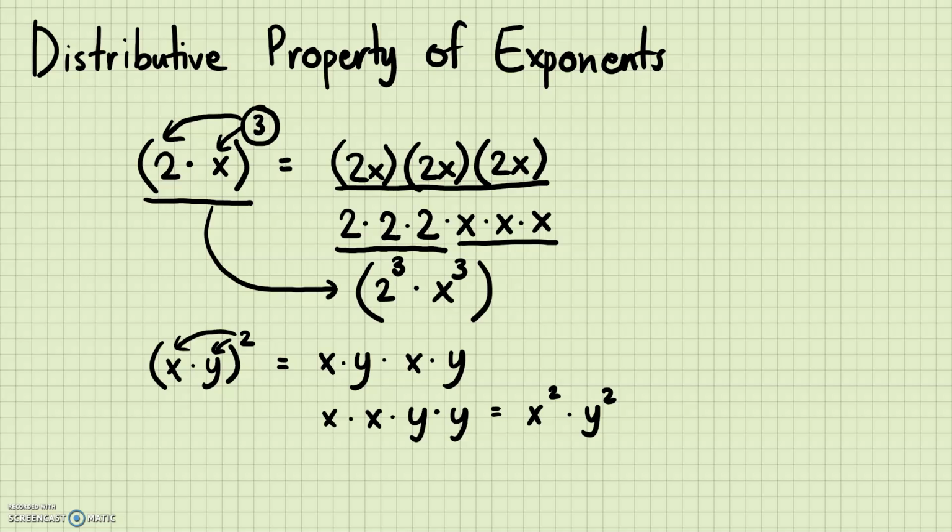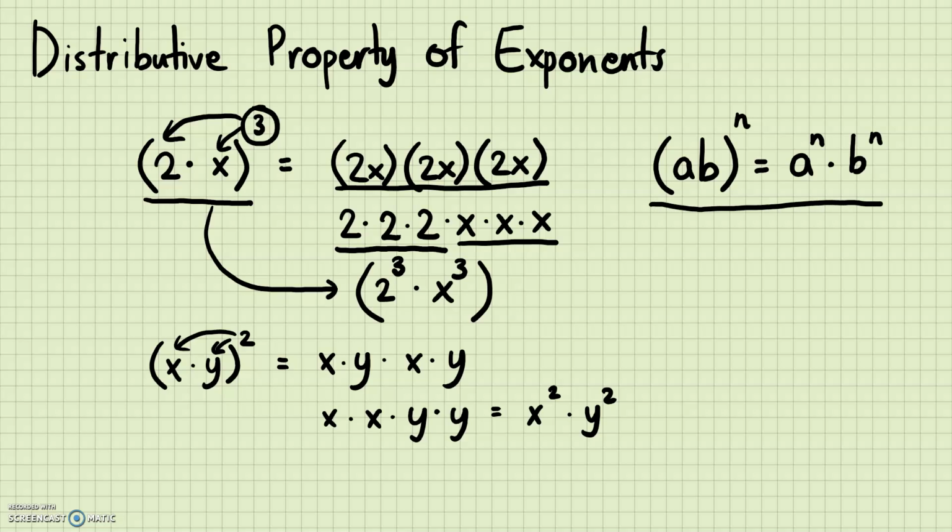So this leads to a general rule. If we have a times b, and that is being raised to some power, let's call it n, that is going to equal a to the power of n times b to the power of n. So this is called the distributive property of exponents.